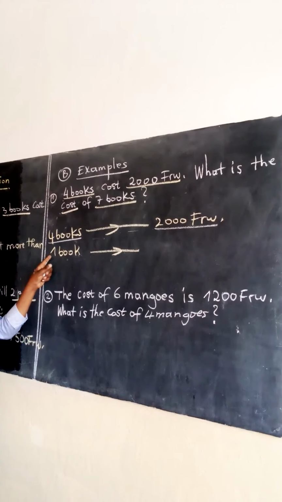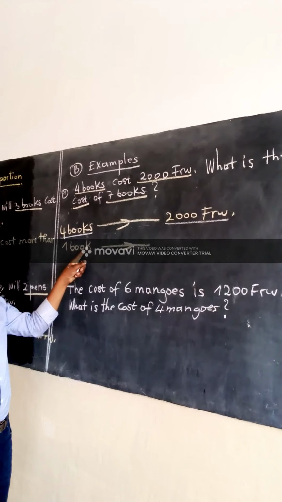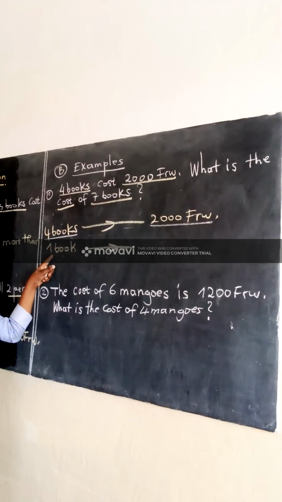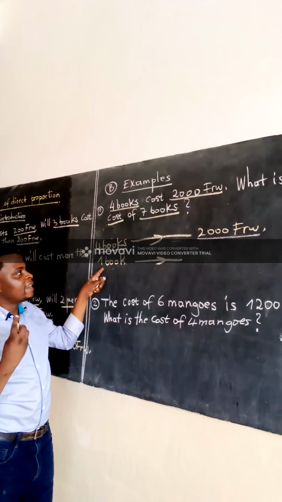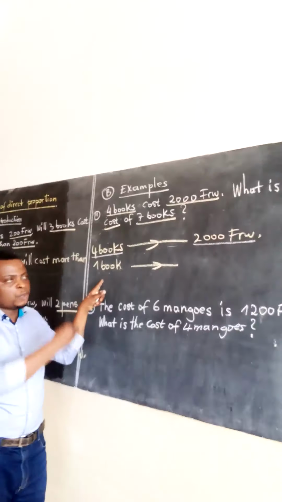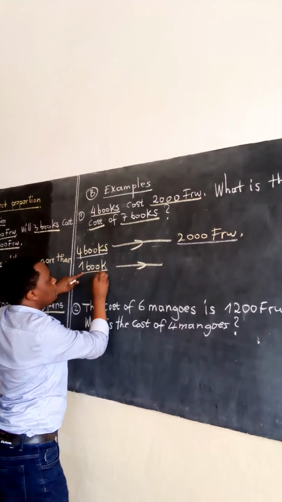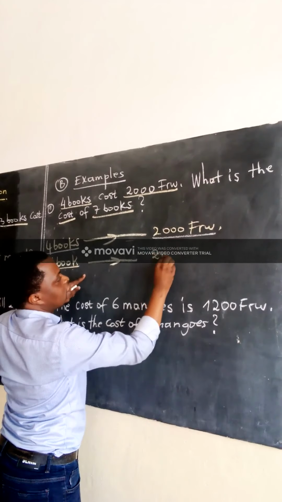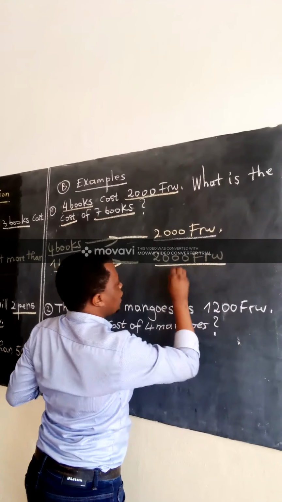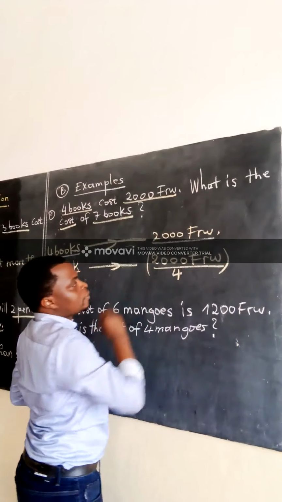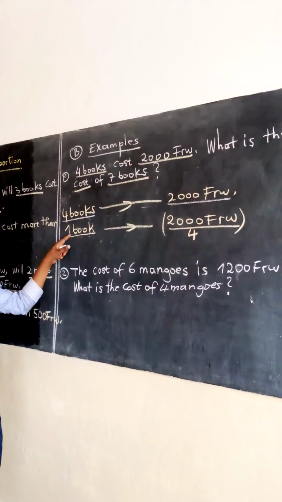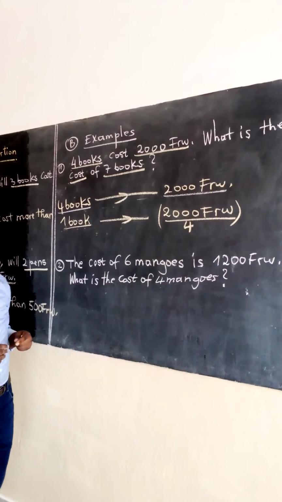We can ask ourselves, will 1 book cost less or more than 2,000 francs? If it will cost less, keep in mind that you have to divide. If it is less, you divide. If it is more, you multiply. Here, since 1 book will cost less, we take 2,000 francs for 4 books, then we divide by 4. This is the cost of 1 book. I think it's clear. So this is simple. We have 3 steps only.